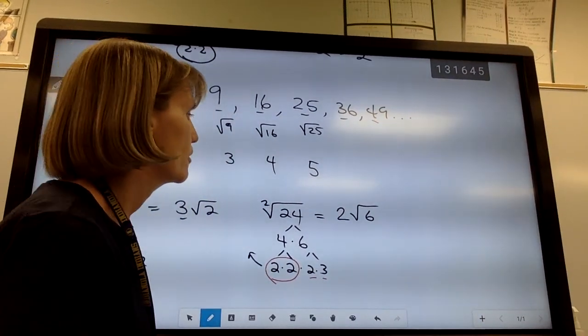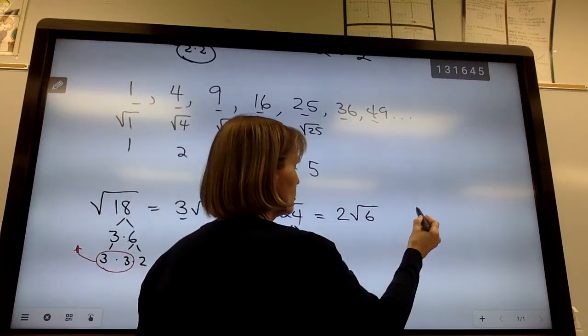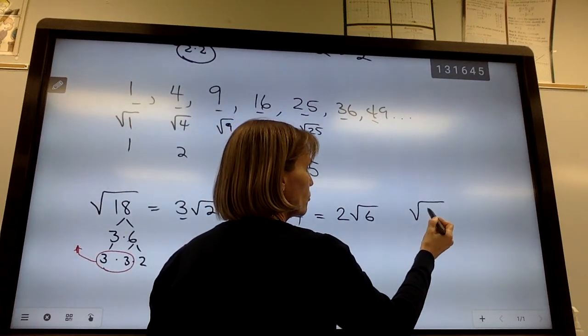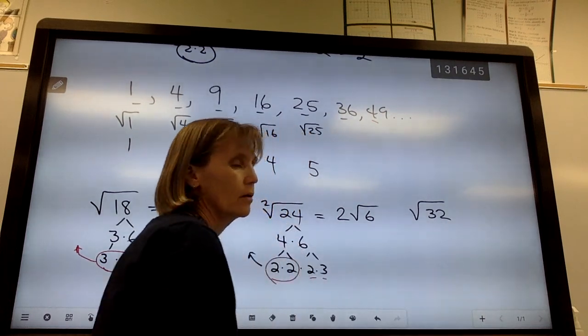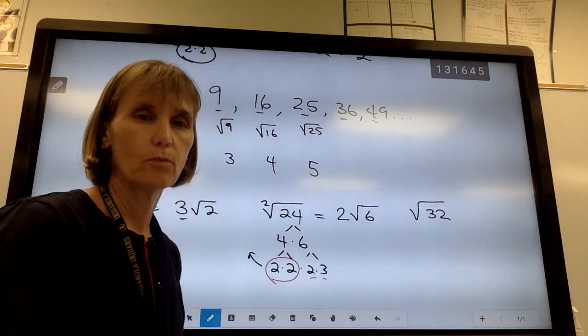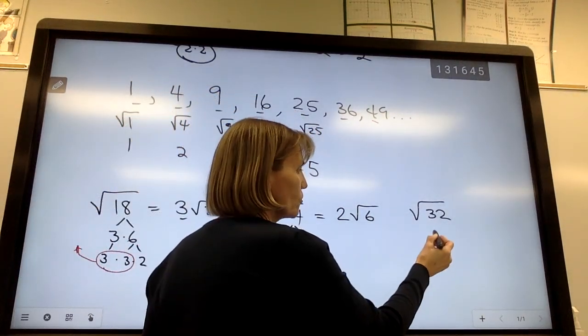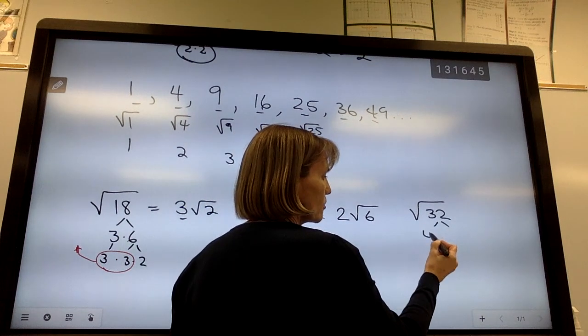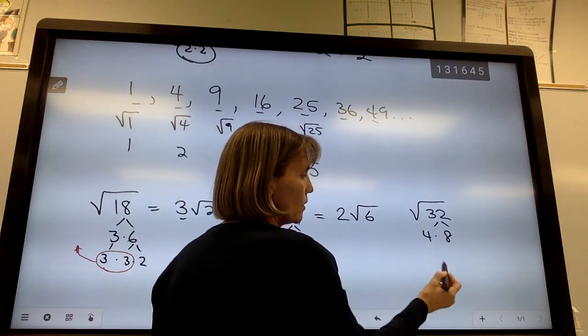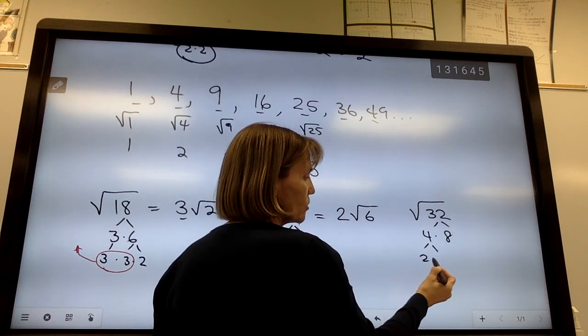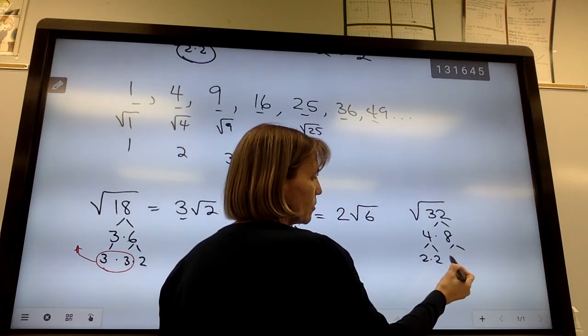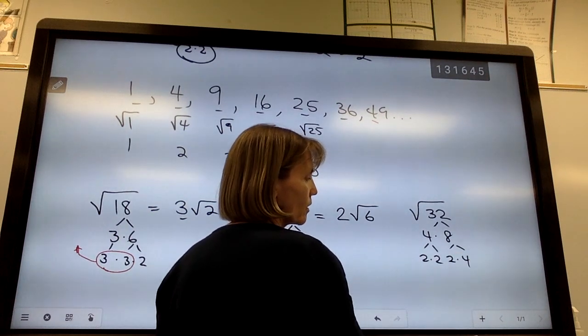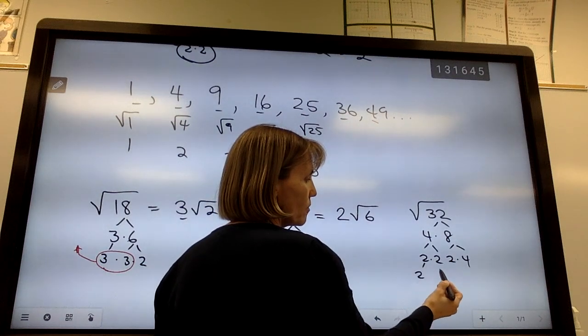I'm trying to think of some other numbers that I could use here. What about the square root of 32? If I'm thinking about factors of 32, I'm going to break that down into 4 times 8. 4 is going to break down into 2 times 2. And 8 is going to break down into 2 times 4. And I just keep bringing these prime numbers down.